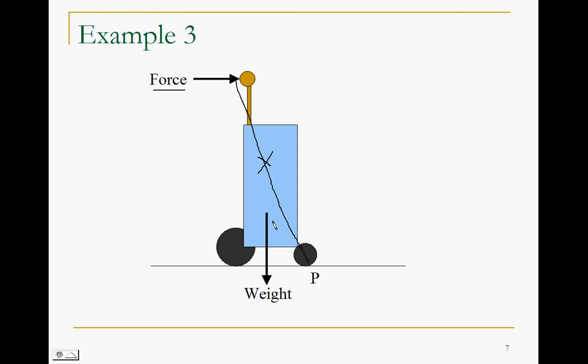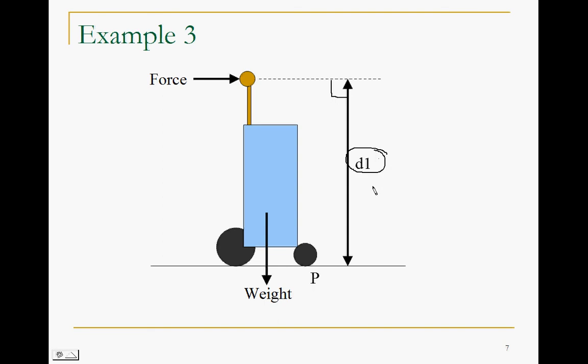So where is the perpendicular distance? The perpendicular distance, again, is the distance where the line of action of the force forms a 90 degree angle with it, with respect to the pivot. So this is a 90 degree angle, and this is the correct perpendicular distance that you can use to calculate the turning effect of this force about this point.